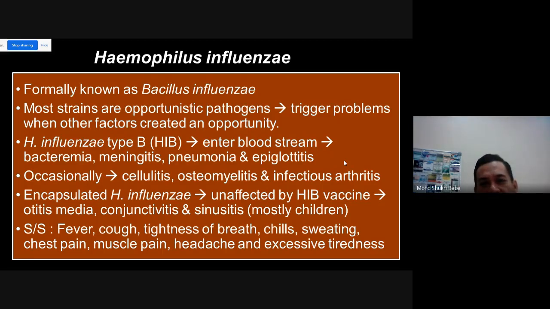Haemophilus influenzae B vaccine, okay. Dia tidak akan terjejas because dia akan sudah membentuk kapsul di sekeliling sel dia. Alright. So because of that, encapsulated Haemophilus influenzae akan menyebabkan otitis media, conjunctivitis, and also sinusitis. Alright, mostly in the children. Sign and symptom basically fever, cough, tightness of breath, chills, sweating, chest pain, muscle pain, headache, and also sometimes excessive tiredness. Alright, so that is Haemophilus influenzae.